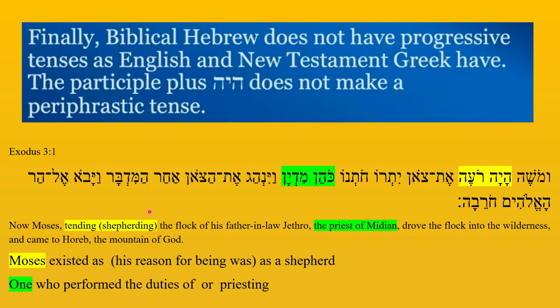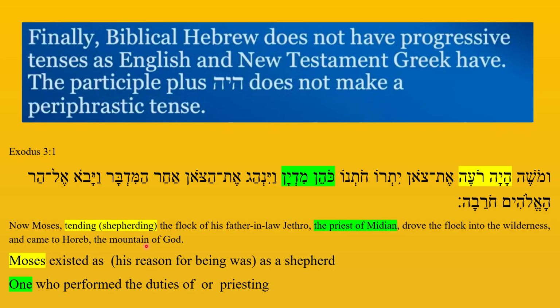So as you translate these things, and if you're translating in English, you're going to use English terms, and that's okay. So yeah, you'll translate, now Moses was shepherding the flock of his father-in-law. All right, fine, but you should know when you read this, and this is why translations don't work. But when you read this in the Hebrew, you know that this is not just a passive verb. It's an active explanation of who Moses was. Moses existed as, his reason for being was as a shepherd. Okay?